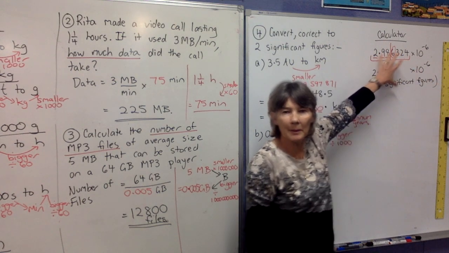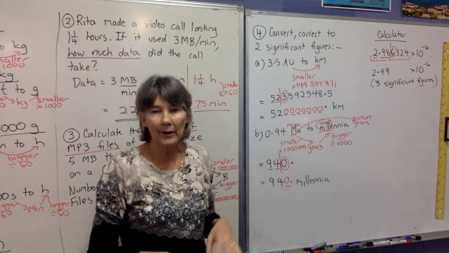And it's just this thing here at the beginning, the decimal, that you're rounding to the significant figures.